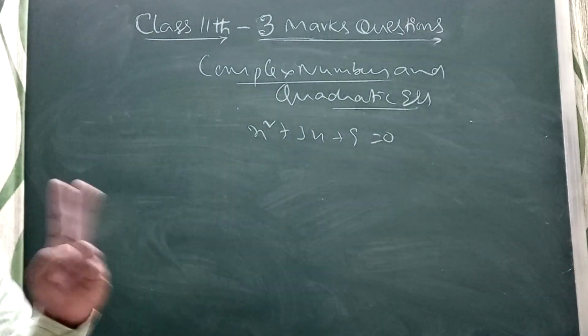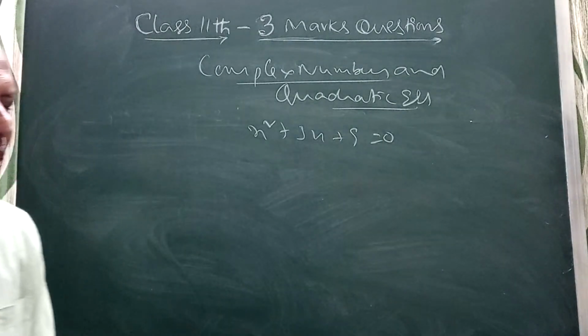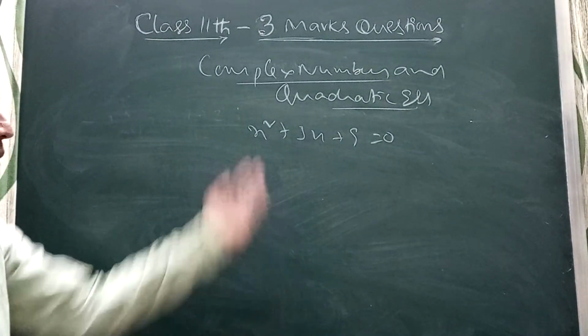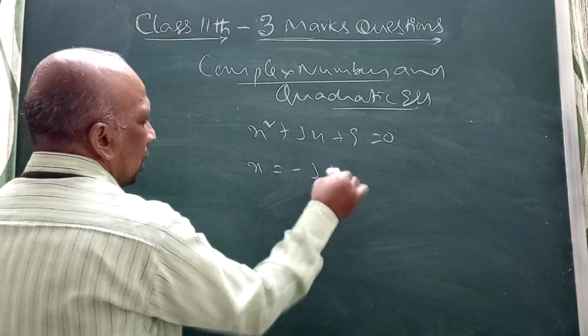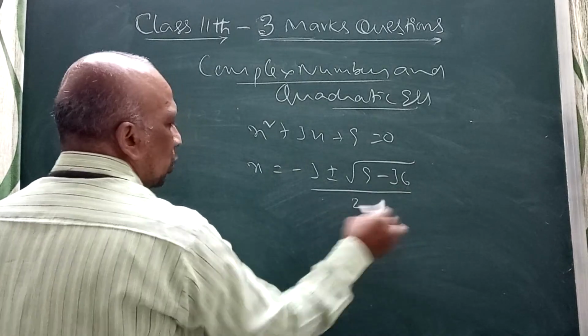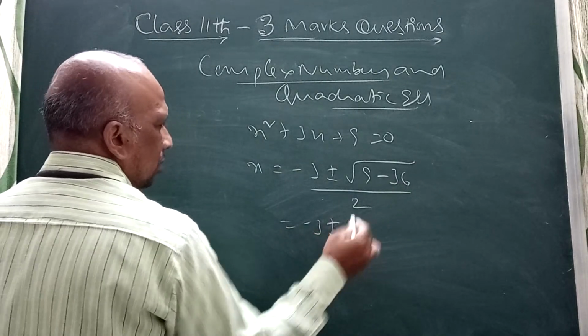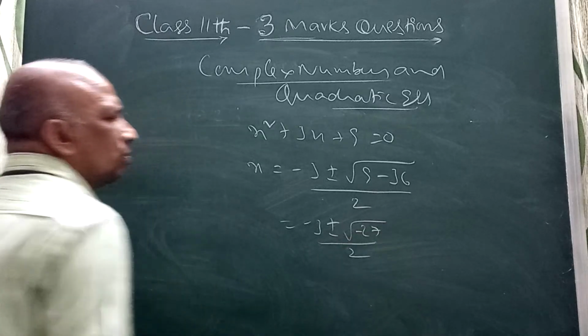They will ask two questions, from complex numbers and from quadratic equations. Solve x square plus 3x plus 9 equal to 0. There are no factors here, so I can use the formula x equal to minus b plus or minus root of b square minus 4ac by 2a. You will get root of 9 minus 36, that is minus 27, by 2.